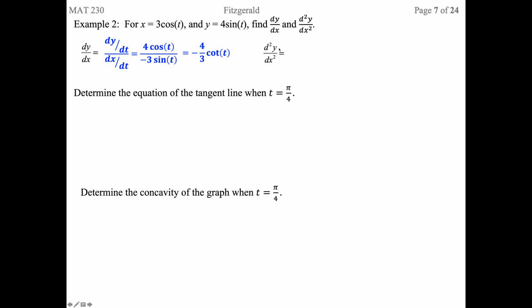All right, find the second derivative. The first derivative goes up in the numerator. We take the derivative of that with respect to t. We keep that same denominator, dx over dt, negative 3 sine t.